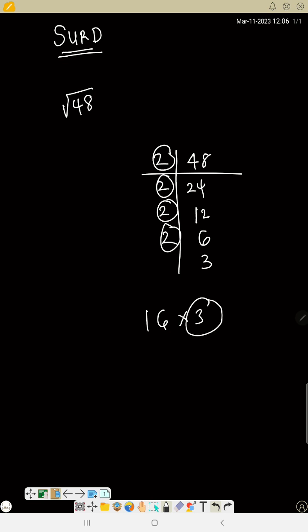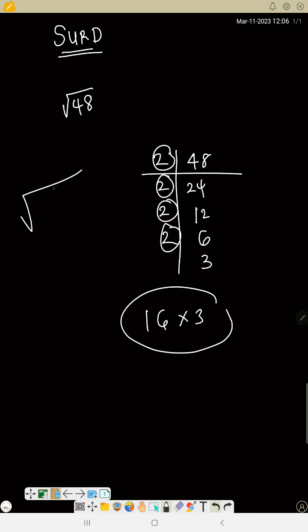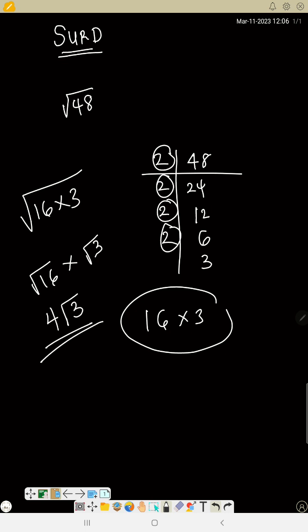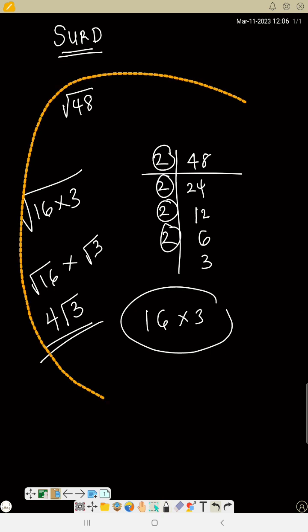You will notice this is a prime number. So this is now the number we'll use. That means 48 is 16 times 3. That is square root of 16 times square root of 3. So that will be 4 root 3. So that is the answer to the question. We are just simplifying now. But now let's see addition and subtraction.